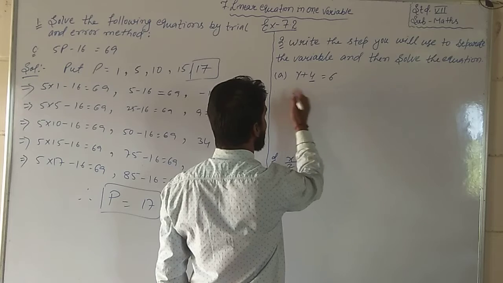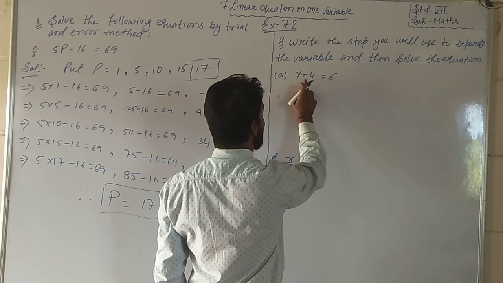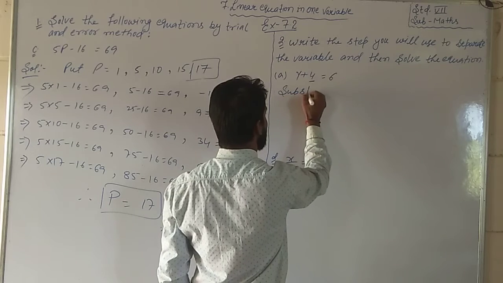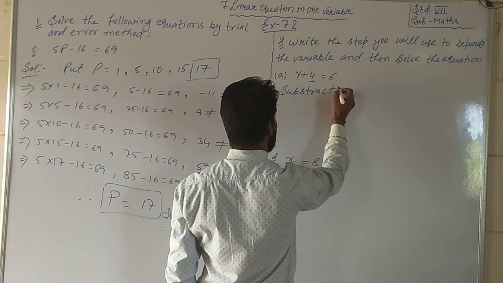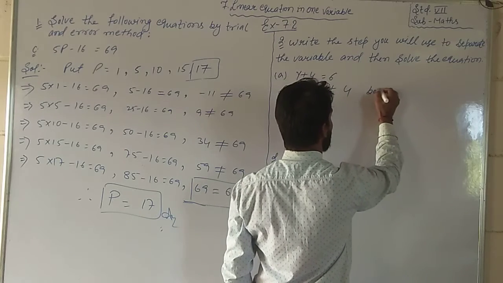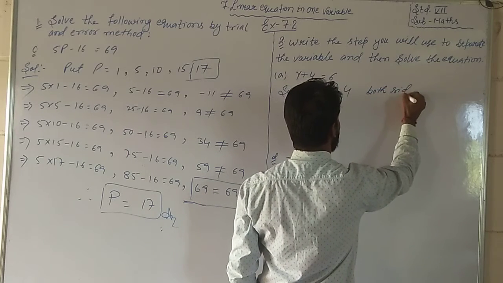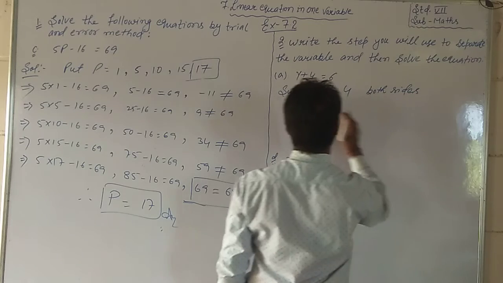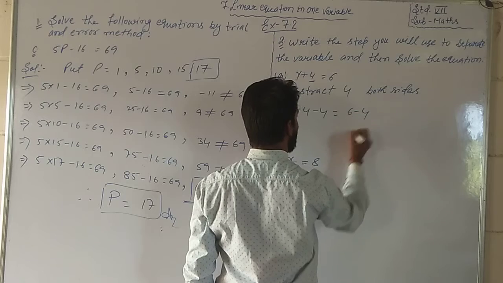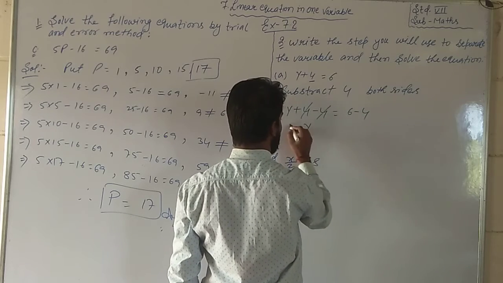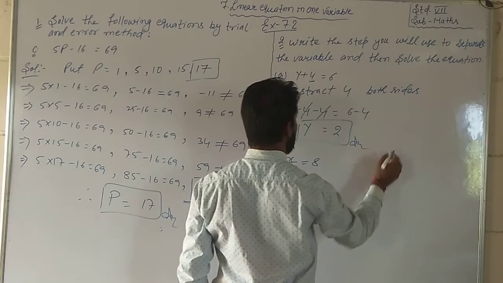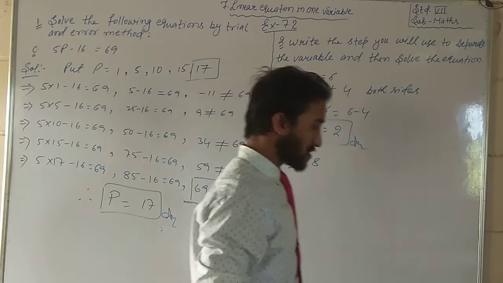See, y plus 4 equal to 6. Then what will we do? This 4 we will eliminate. It is already in plus, so we will subtract. Then we will write subtract 4 both sides. So what happens? y plus 4 minus 4 is equal to 6 minus 4. The 4 cancels, so y is equal to 2. That is your answer.